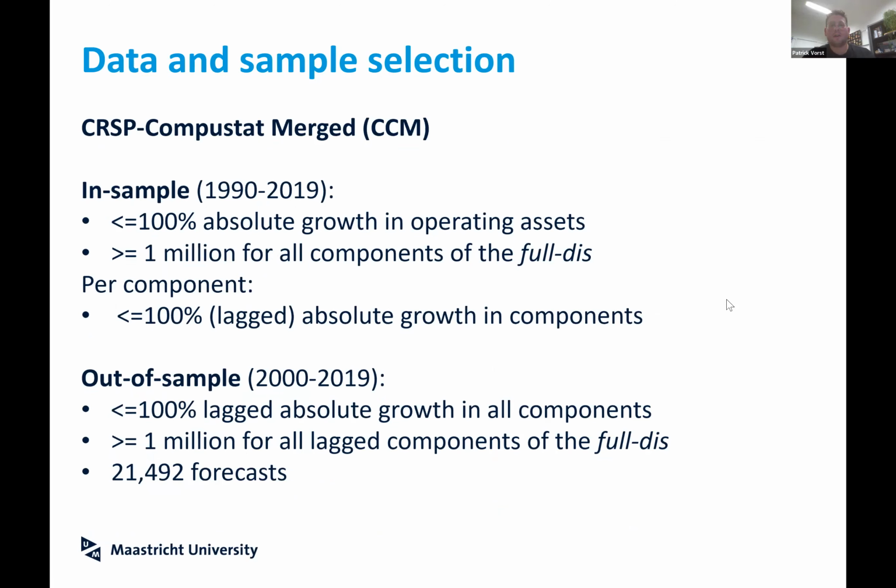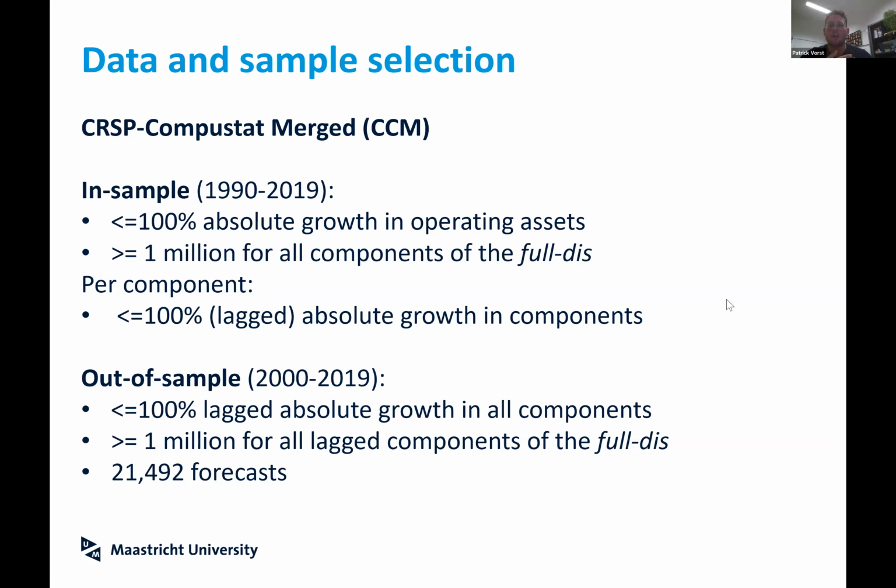Then in terms of sample, if you look at how useful these forecasts are, we estimate that over the period 2000 to 2019. But as I said earlier, we have a 10-year window for the in-sample estimation. So basically the in-sample period starts from 1990. And then we apply some traditional screens that should normally lead to better forecasts. So in the in-sample estimation, we drop the very extreme firms. If you have more than 100% growth, you're out of the in-sample estimation.